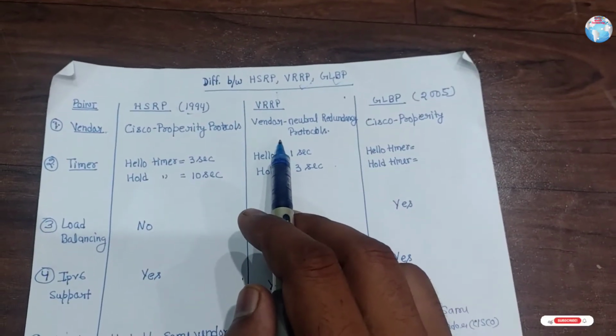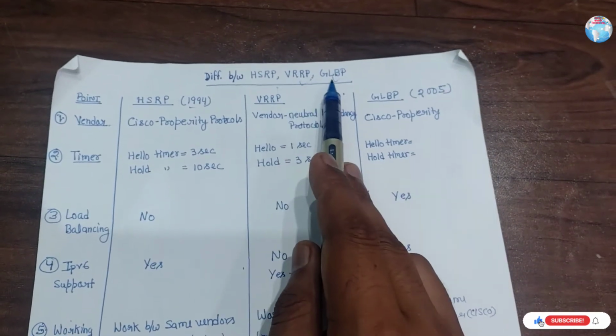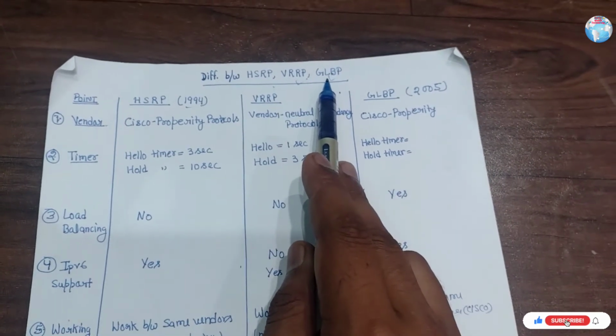In this video, I will explain the difference between HSRP, VRRP and GLBP. So let's start the video.